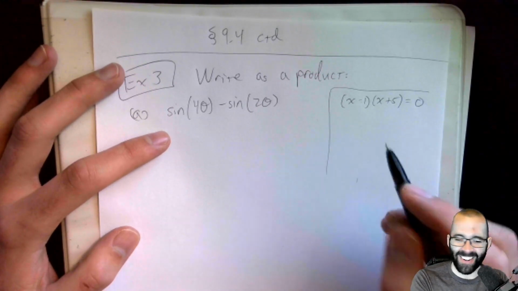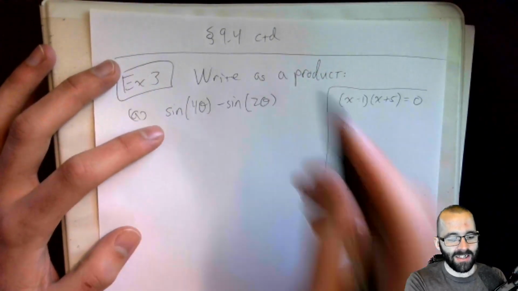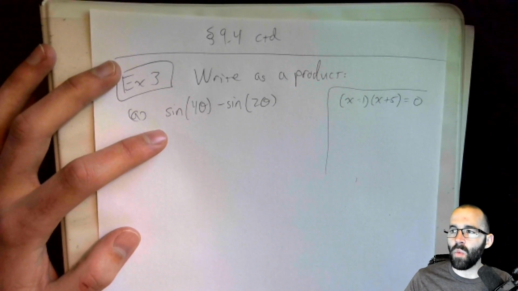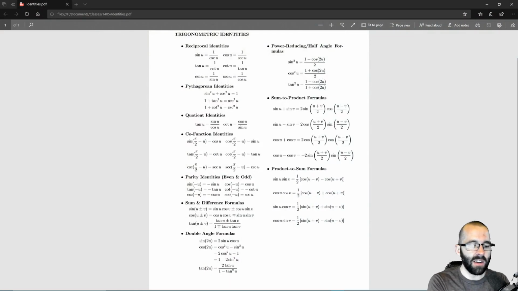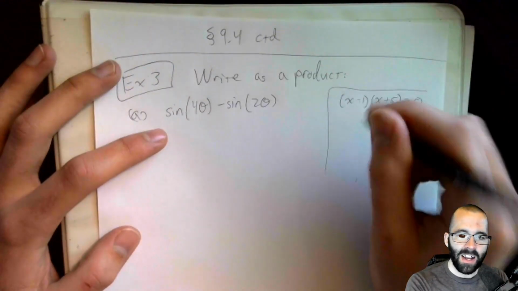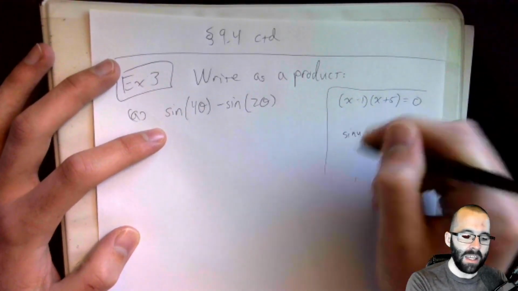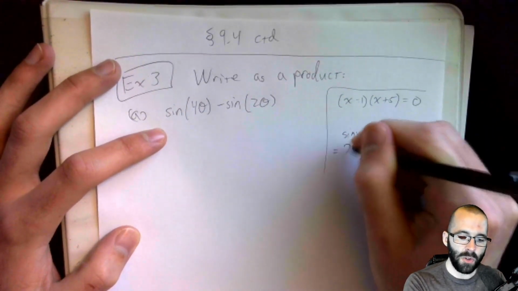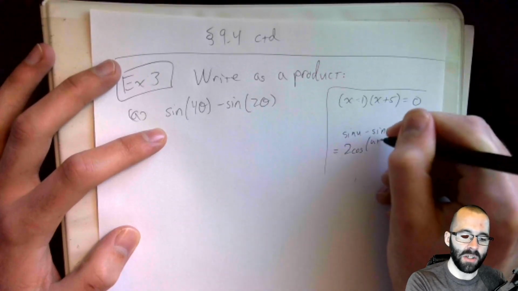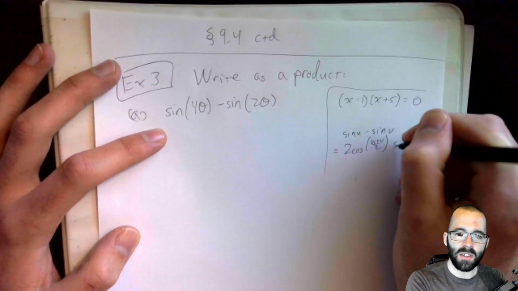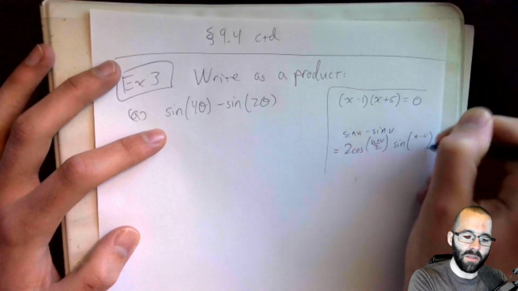All right, so we're going to write this as a product. So we have to figure out, first step, what formula are we using? We have a sine of 4 theta and a sine of 2 theta. So it's sine minus sine. So it's going to be the second line. So we're going to go to our paper and write that second line equation, okay? That says that the sine of u minus the sine of v equals 2 times the cosine of their average, (u plus v) over 2, times the sine of their difference divided by 2.